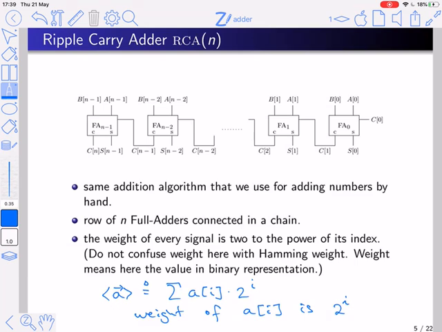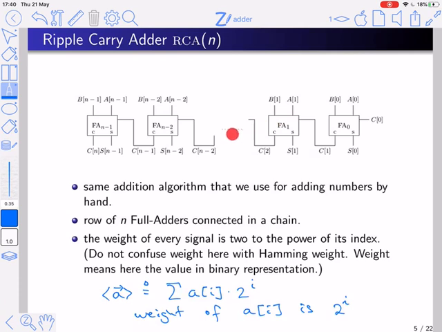Now we want to design an adder for n bits. We will start with a very simple design called the ripple carry adder, in short RCA(n), where n refers to the length of the input. The design of an RCA-n is very simple.